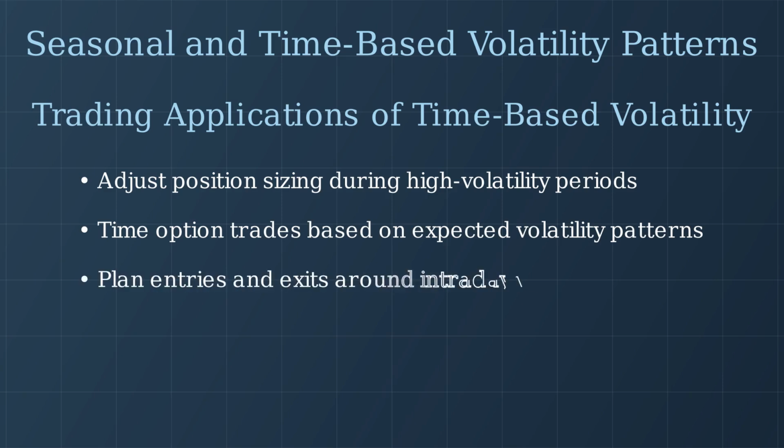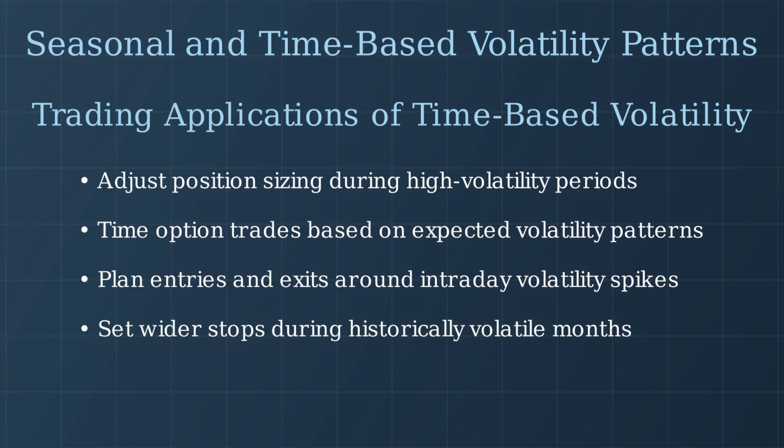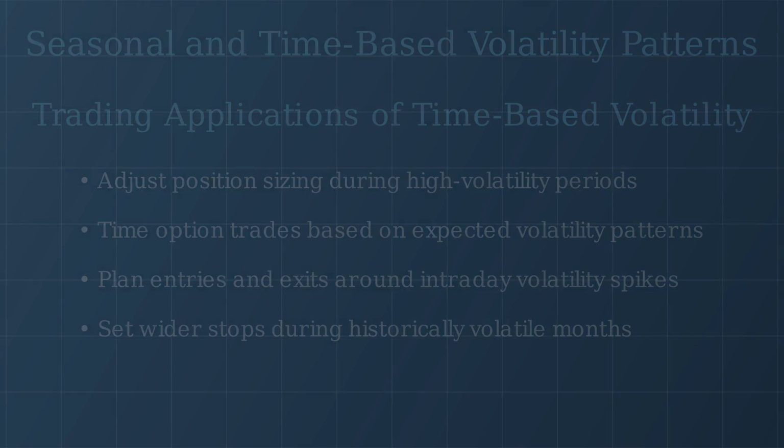Day traders can plan their entries and exits around known intraday volatility spikes, avoiding potential whipsaws at market open. And during historically volatile months like October, prudent risk management includes setting wider stop losses to accommodate larger price swings. By recognizing these predictable time-based volatility patterns, traders can prepare for regularly occurring volatility changes and adapt their strategies accordingly. Understanding these patterns gives traders an edge in navigating market volatility.